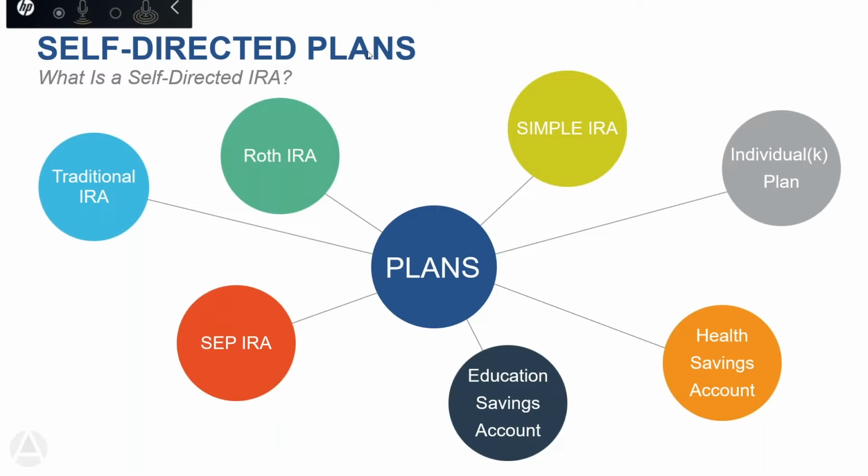The maximum contribution for a traditional or Roth IRA for this year is $6,000 for individuals under the age of 50 and a half, and $7,000 for individuals over the age of 50 and a half. Now, with a SEP IRA and an individual 401k plan, it's almost $60,000 that you can get into these types of plans on an annual basis, which is a significantly higher margin than the other two. Now, how do you do that?